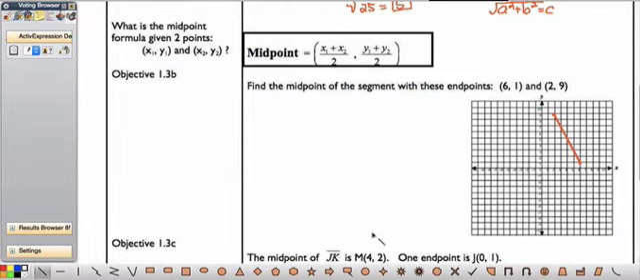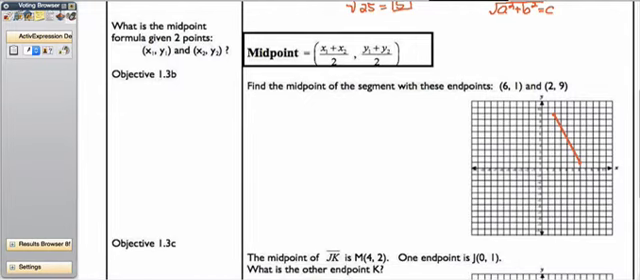Okay, there's my segment. You should have a segment as well. And what we're trying to do here is find the midpoint of this segment. Okay, and just by looking at the drawing, we're thinking that it's right about here. But I don't want you to draw it. I want you to actually know and use the midpoint formula.